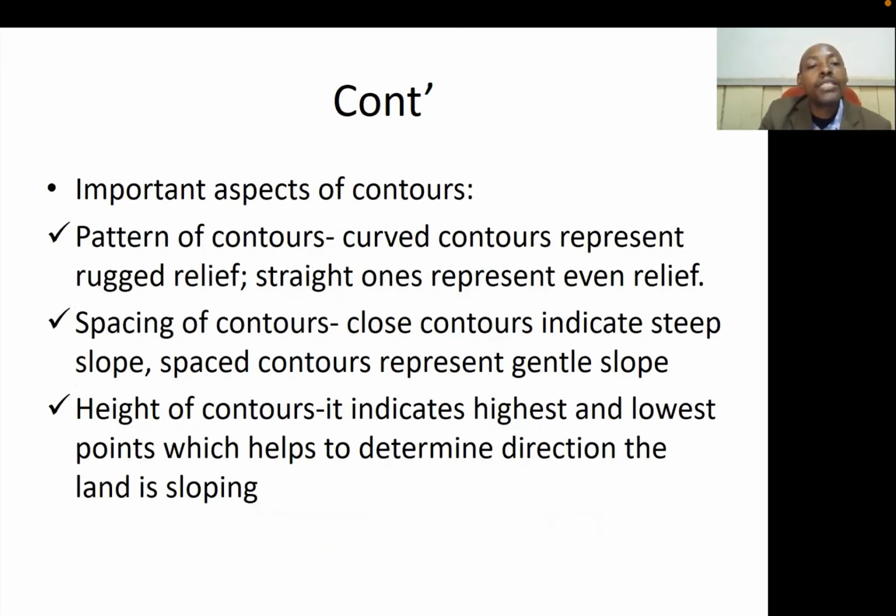Important aspects of contours to bear in mind are the pattern of contours. So look at how the contours are shaped. Are they curved? If they are curved, they represent rugged relief. Where they are straight, they represent even relief. Spacing of contours: close contours in an area of the map indicate a steep slope, while spaced contours represent gentle slope. Height of the contours indicates the highest. This helps you to get the highest and the lowest points, which helps determine the direction of the slope of the land.